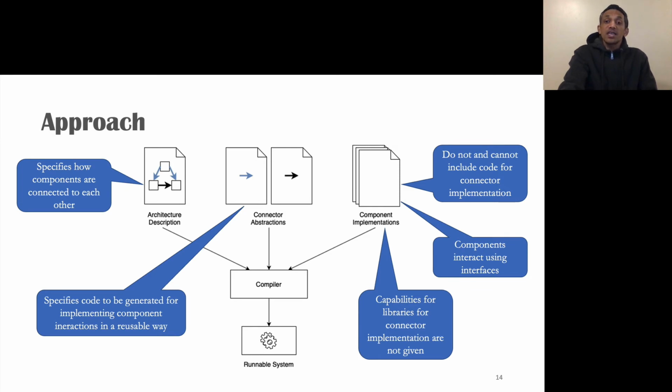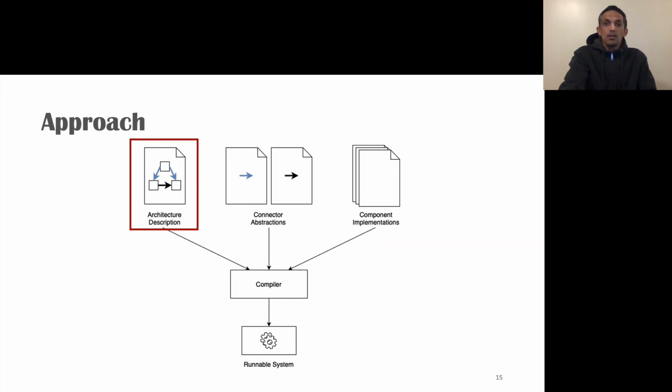So the compiler takes in these three sets of artifacts: architecture description, connector abstraction, and component implementations, and generates the executable system. Now let me show you what this looks like concretely in our example producer-consumer system. First, let's look at the architecture description.